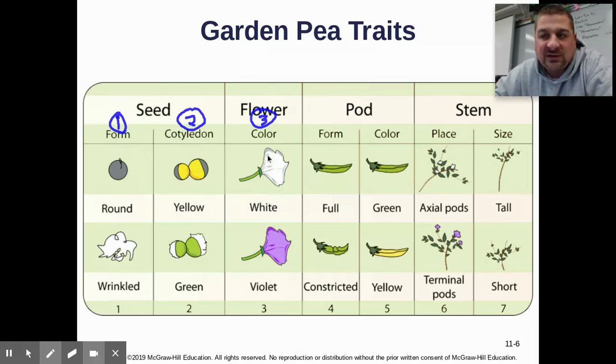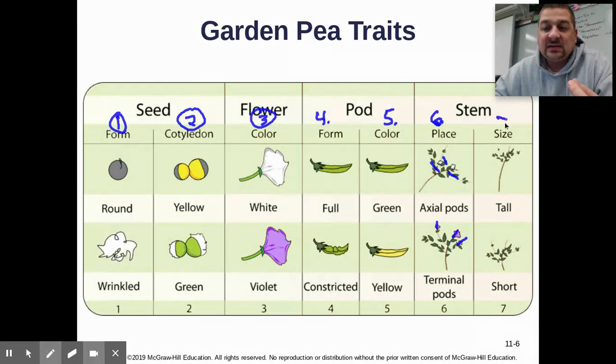We didn't need a microscope. You could very easily look at the peas or the plant and distinguish: were the flowers white or purple? The pods, were they full or bumpy, constricted? Were the pods green or yellow? The stem, where were the flowers? Were they axial, coming off the sides of the stem? That'd be trait number 6. Or were they terminal, all out at the ends? And size. Was the pea plant tall or short? There was no in-between. It was either short or tall.